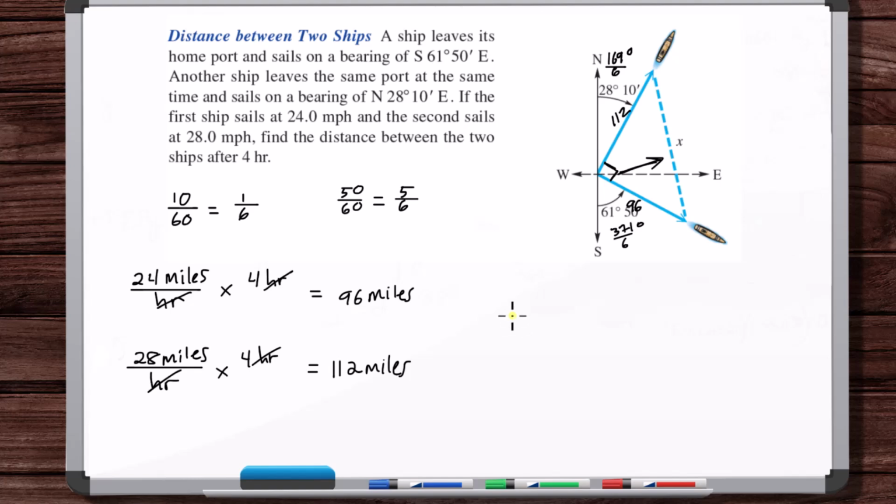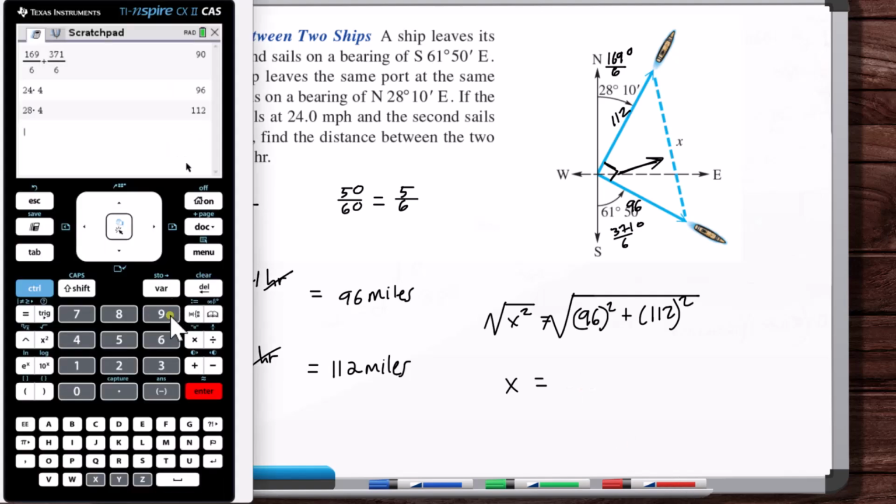So we've got x squared is equal to 96 squared plus 112 squared. Okay, but then we take the square root of both sides, and that's x. So 96 squared plus 112 squared, the square root is 16 root 85. So about 147.5 miles.